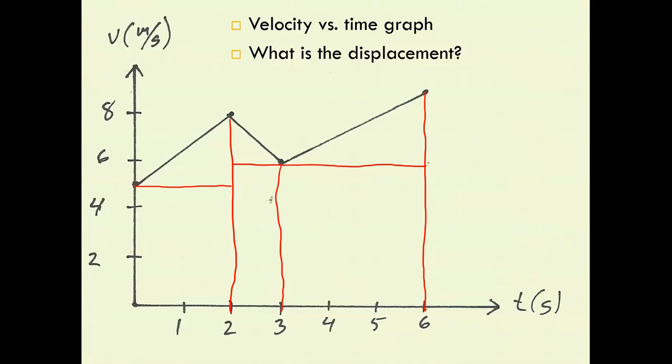The point I'm trying to get at is, all you need to do is find those areas. What's the area of this first block with a height of 5 and a base of 2? 10 meters. What about this next one? 6 meters. What about this one? 18 meters. 3 in the base, 6 in the height, gives us 18 meters. So that gives us a total of 34 meters.